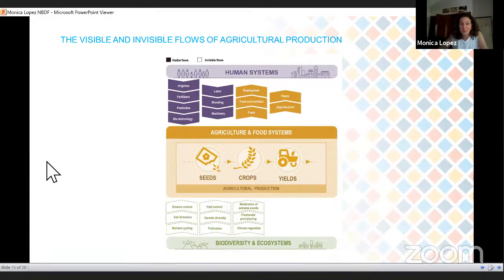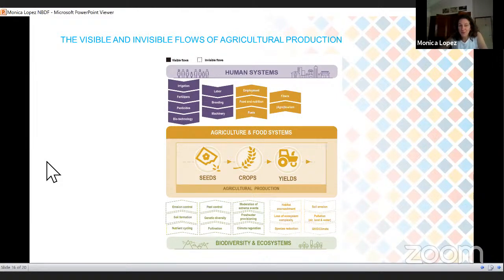However, there are also some invisible flows, for example, from the biodiversity into the agriculture. Thanks to pollinators, for example, or thanks to climate regulation or freshwater provisioning, our agriculture and food systems can actually thrive. There are also some visible flows going from agriculture to human systems, like food. I think that's the main one that we're all worried about, but also employment, for example, in fibers.